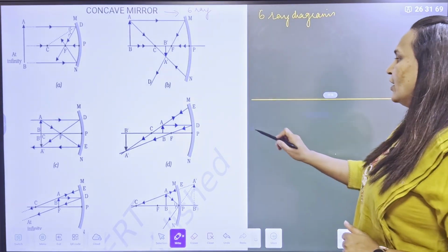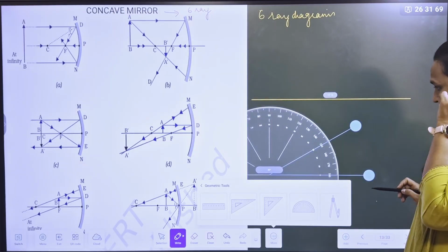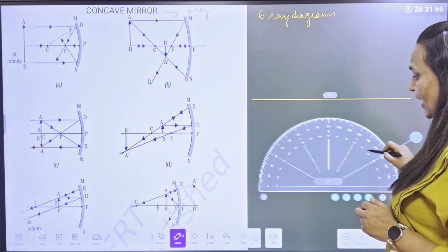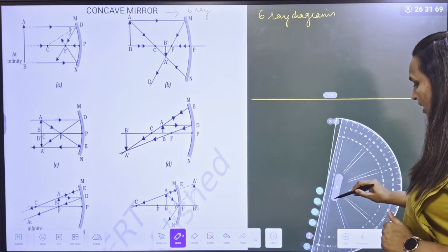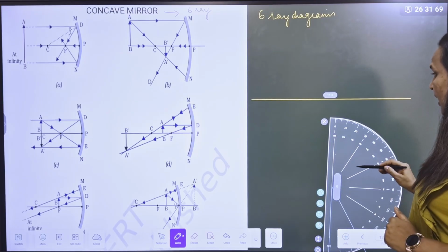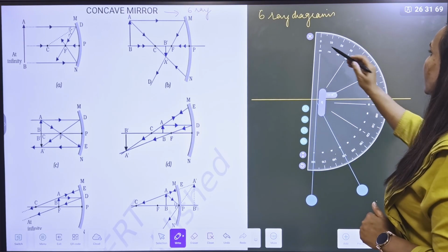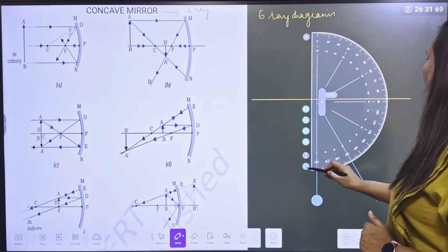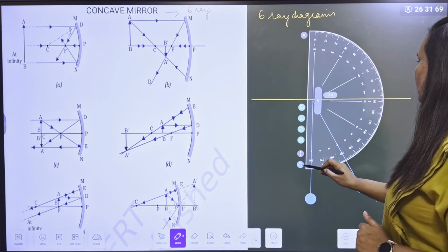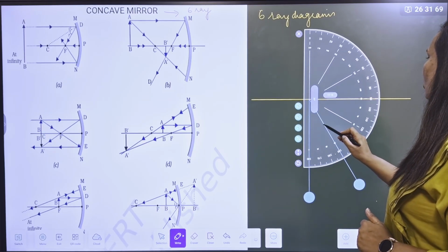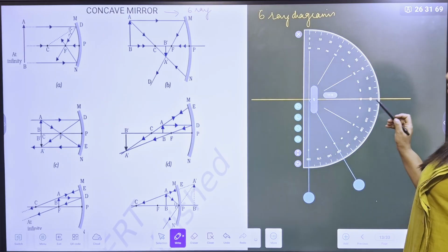Now, what will I do here? I will take a protractor. Rotate this protractor like this and keep it so that your 90-degree mark touches the principal axis. You have to adjust like this. Can you see, guys? My 90-degree protractor.